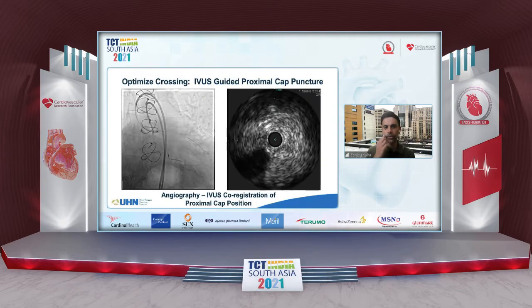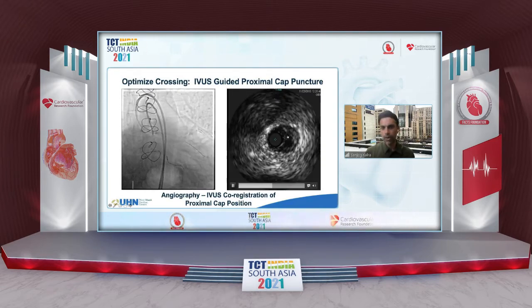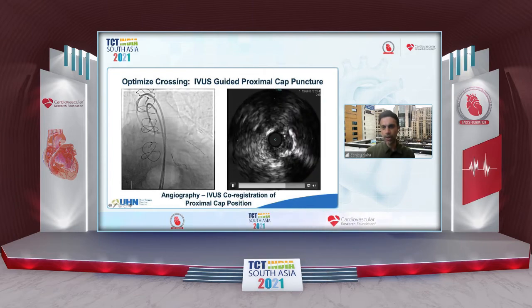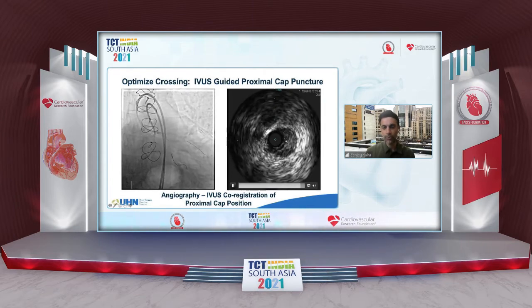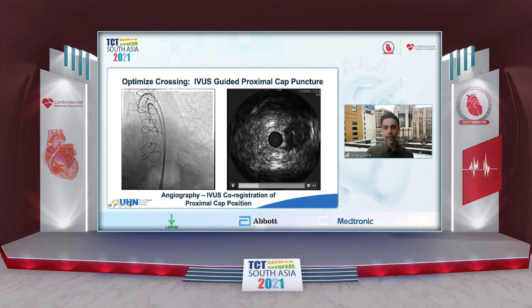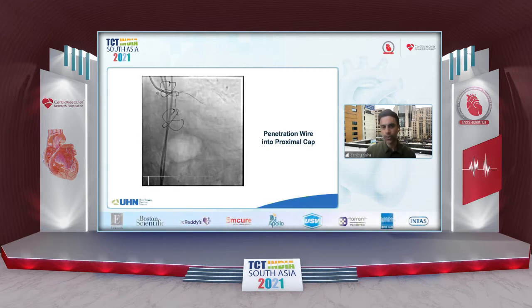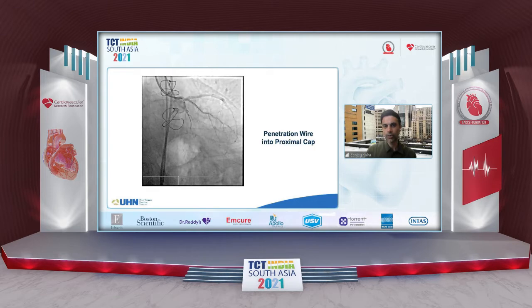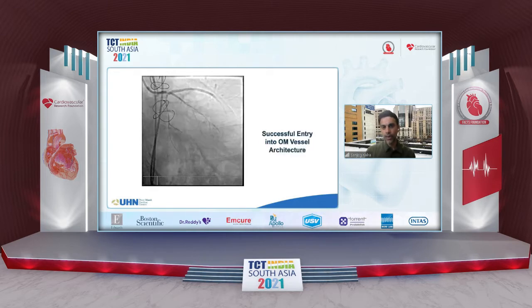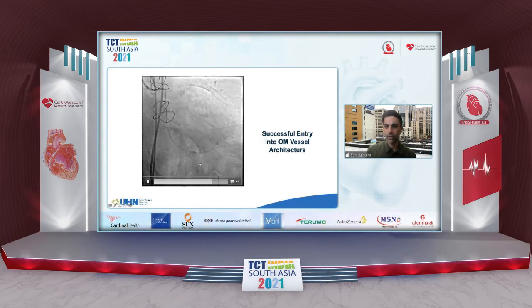And that's where you can use the intravascular ultrasound to perform the IBIS guided proximal cap puncture, where here you mark the proximal cap with the IBIS fluoroscopically. If you have a large enough guide and a thin enough IBIS, you can do this in real time. And then you puncture at that fluoroscopically co-registered landmark using a directed penetration wire into the proximal cap. And then you can confirm with your retrograde injection that you've successfully entered the structure of the vessel.